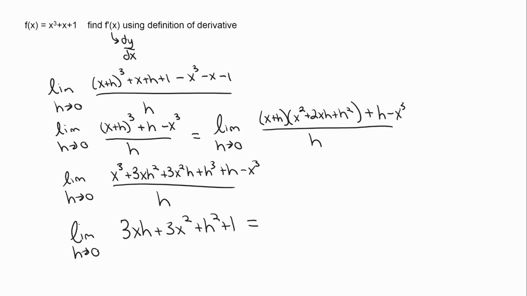And so we can plug in h in this specific case, because there are no h's in the denominator anymore. For this specific lesson, we'll end up getting 0 for any h terms, and we'll be left with 3x squared plus 1. So this would be our f prime of x for this case.